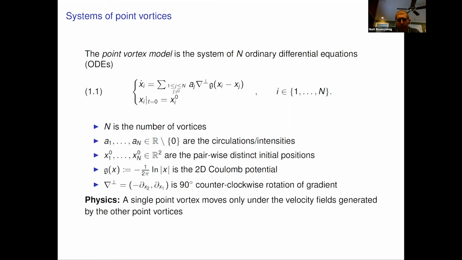G of x, in this mathfrak font, is the two-dimensional Coulomb potential. So in particular, it's logarithmic. And this nabla perp is the 90 degrees counterclockwise rotation of the usual gradient. And there's something that you should note from the equation in 1.1. It's that a single point vortex is moving only under the velocity fields generated by the other point vortices. You'll notice that the summation excludes when j is equal to i. And this rules out that there's any self-interaction between the point vortices. And then you could ask, well, if N equals 1, what happens? And that means that a single point vortex doesn't move at all.